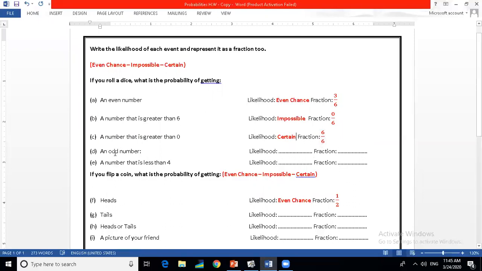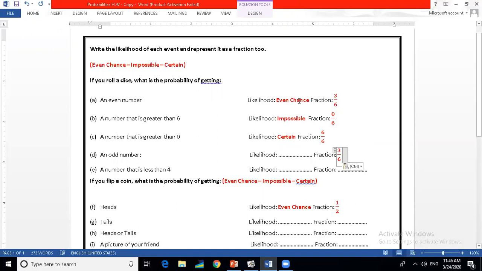All right, the next question, an odd number. When I roll a die, 1, 3, or 5. So it's 3 out of 6, which is going to be even chance. It's a half. A number that is less than 4: when I roll a die, I will have either 1, 2, or 3. The three numbers are less than 4, so it is 3 over 6 as a fraction, which is even chance.